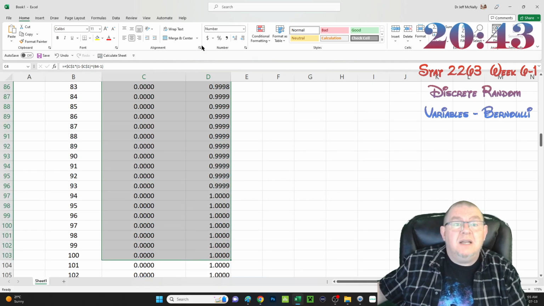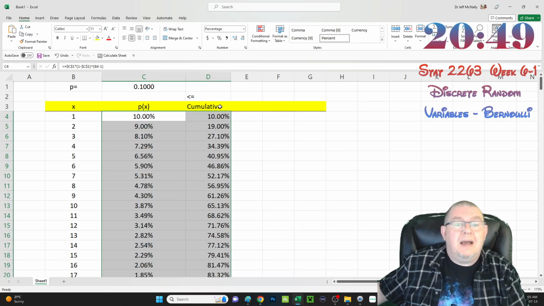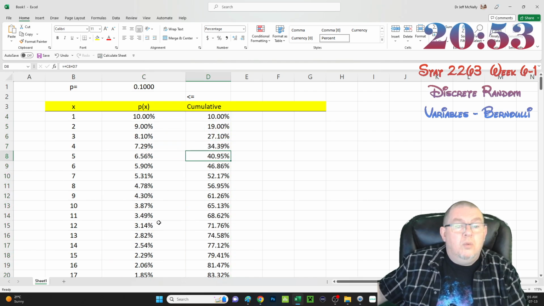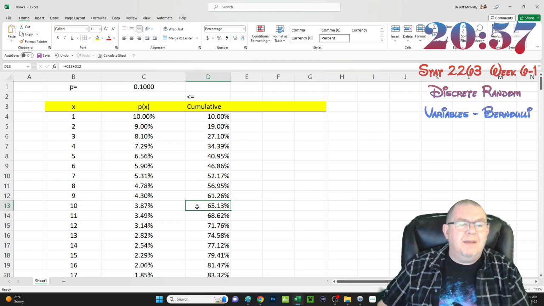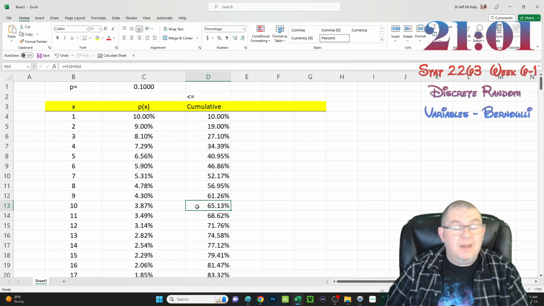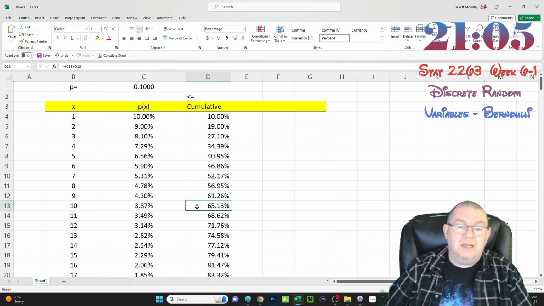And by the way, we can change these to percentages in Excel by hitting this percent button and then extending the number of decimal places back up. And you can actually report these as percentages. So what's the chance? If a heads shows up 1 in every 10 flips, what's the chance I get my first heads in my 10th flip or earlier? 63.13%.